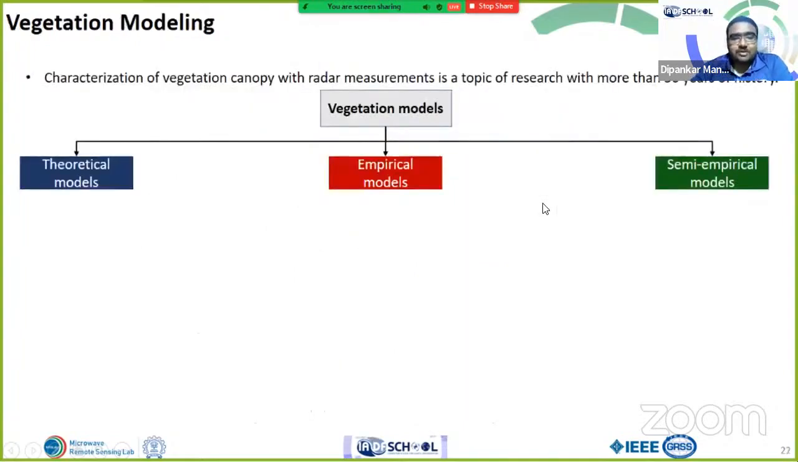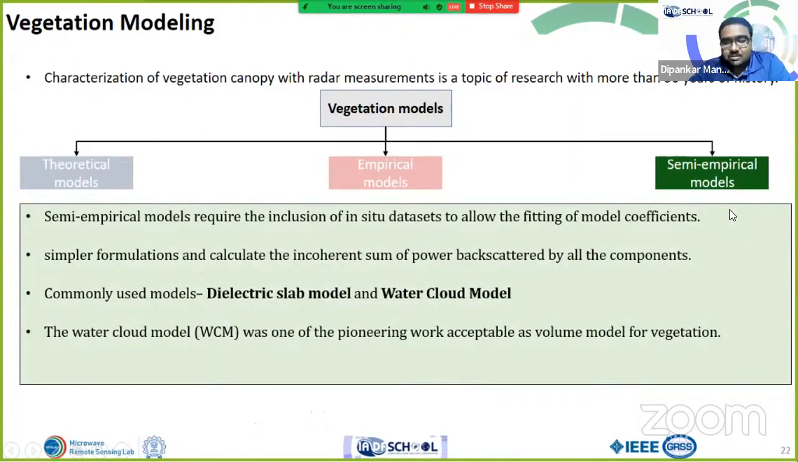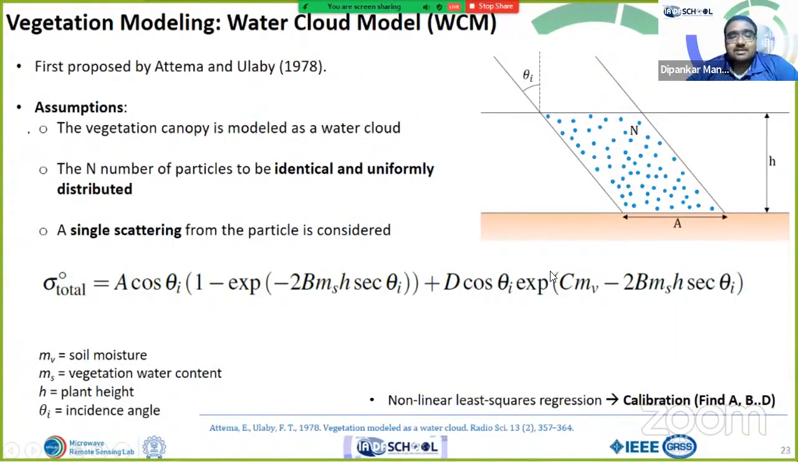Now, coming to the different models, this is one of the theoretical models which I presented just now, the S2RT radiative transfer model. Another commonly used model is the semi-empirical water cloud model, proposed by Attema and Ulaby in the 80s. In this model, the assumption is that the vegetation canopy is modeled as a cloud of water droplets, which are identical and uniformly distributed throughout the space. It considers only a single scattering component, so there is no double-bounce scattering in this model. It depends on polarization, like VV and VH, so it will be different for different polarization channels.